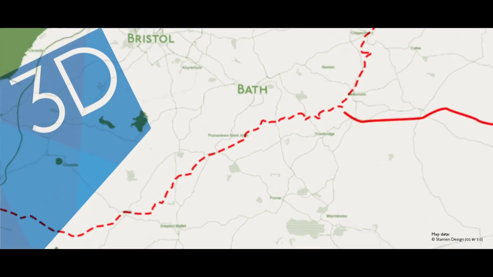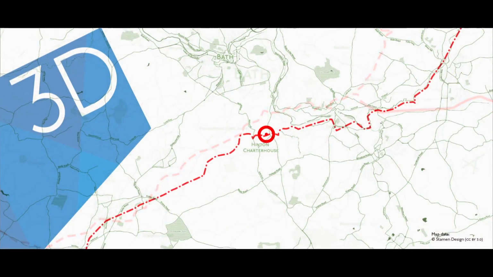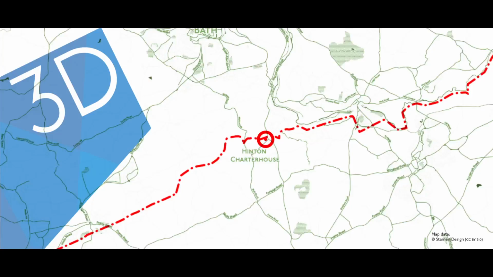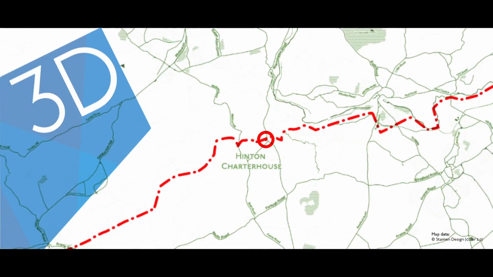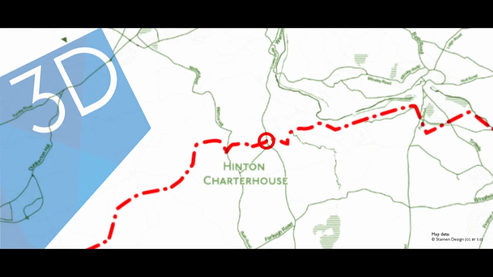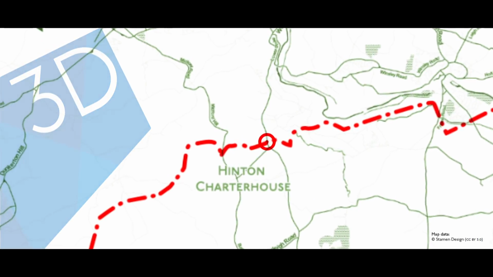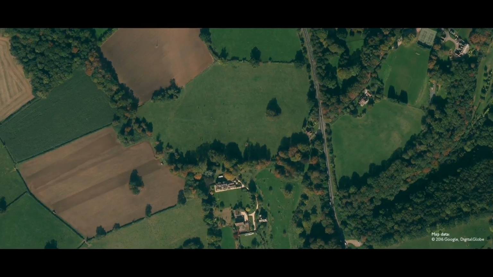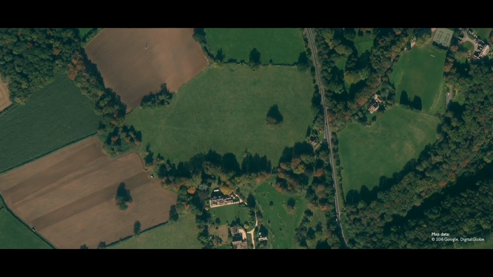Out of all of the 170 or so pillboxes and defensive structures that surrounded this area, we'll be focusing on one. A Type 24 pillbox, located just outside Hinton Charterhouse, about 4 miles outside of Bath. It would have defended the A36, one of the main roads into Bath at the time. This would have been one of the points where the Wehrmacht would have wanted to get through.